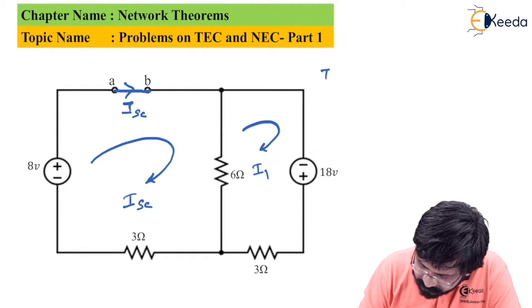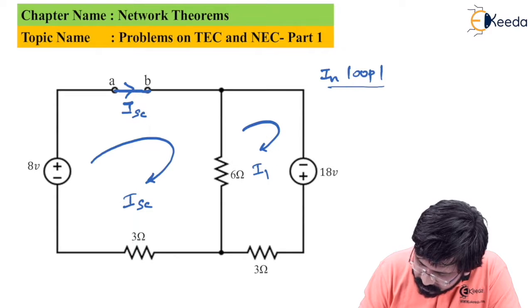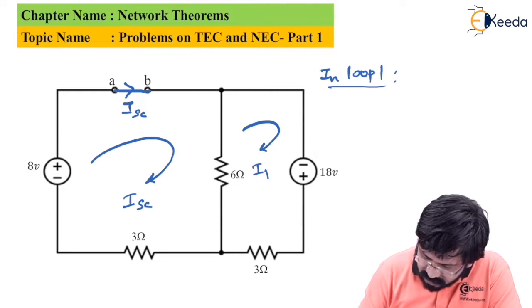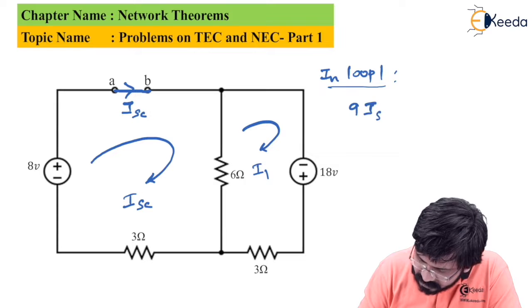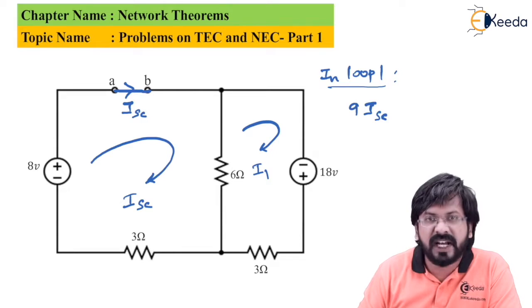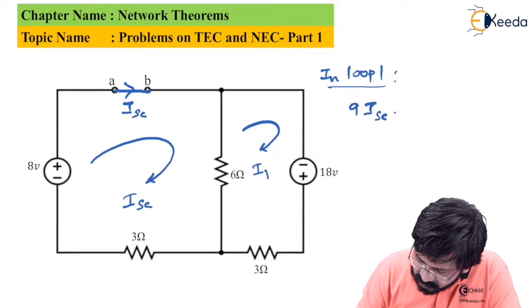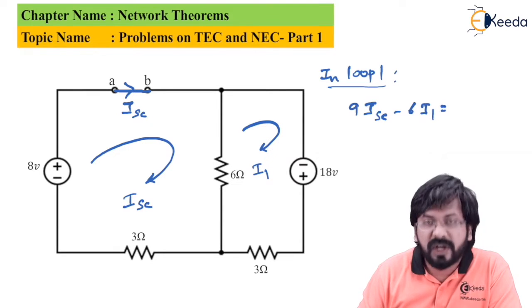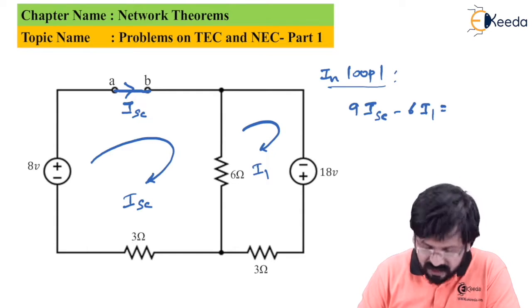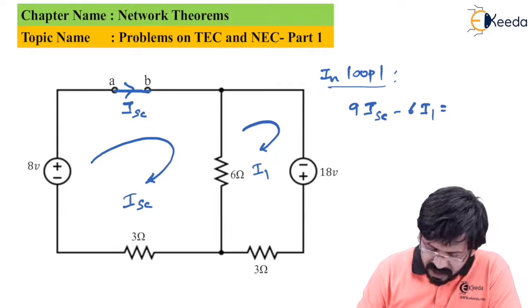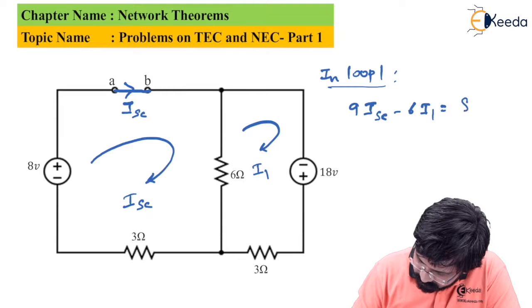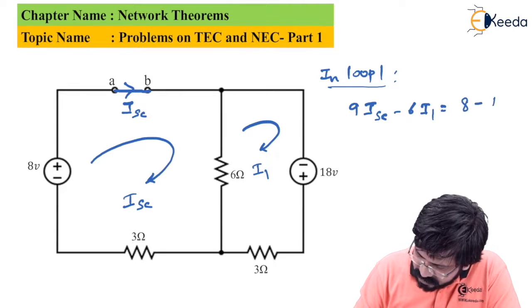So in loop 1, by KVL, I can write the addition of all the resistances in loop 1, which is 6 plus 3 becomes 9, times ISC. Then from the shared branch, I1 is flowing in the opposite direction to ISC, so I can say minus 6 times I1, equal to the summation of all voltage sources in this first loop in the clockwise direction. In clockwise direction, I have only one voltage source which goes from negative to positive, as positive 8, which I will call equation 1.